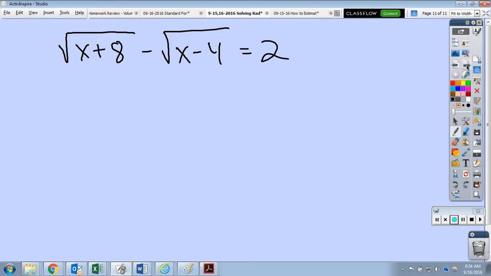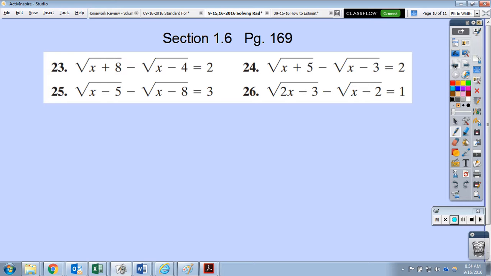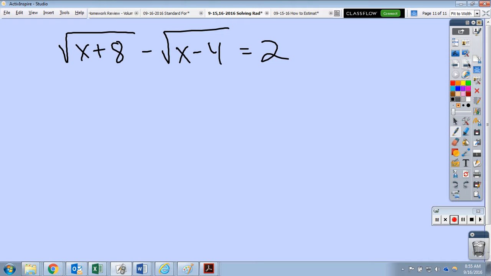All right, so what do you think is the first step? This is page 169 in your textbook. This is number 23 on page 169 in your textbook.